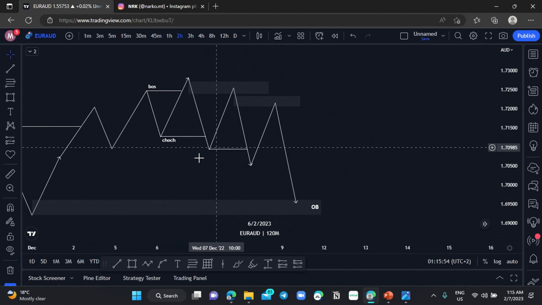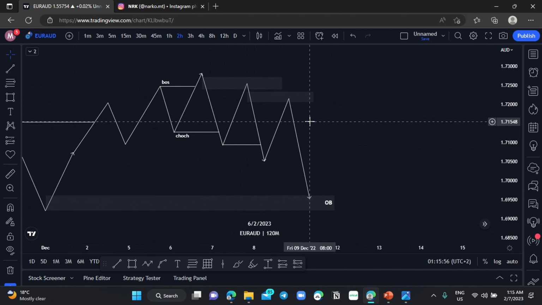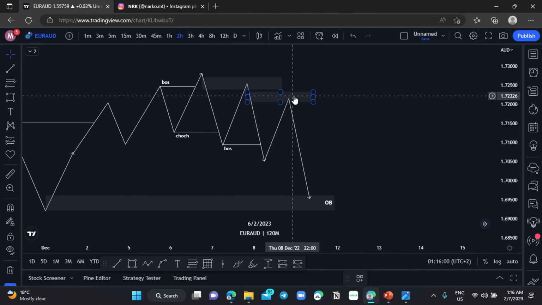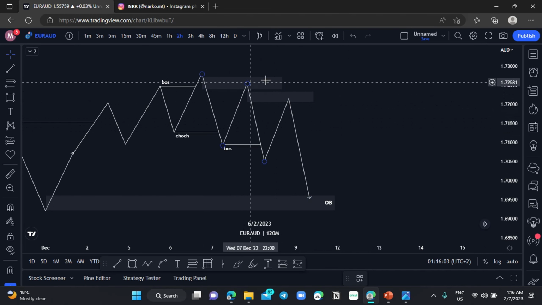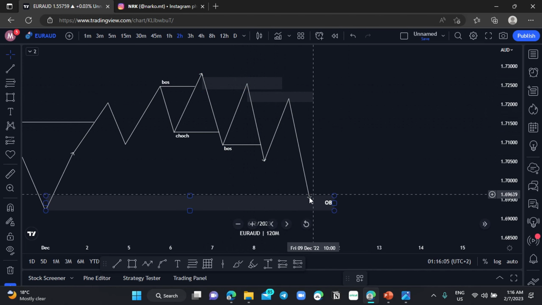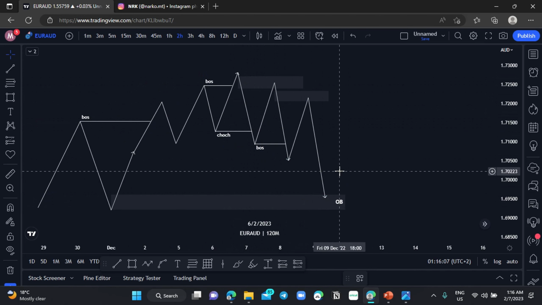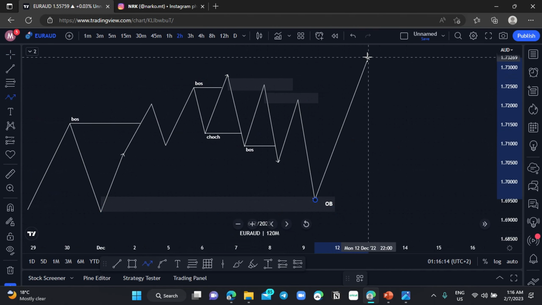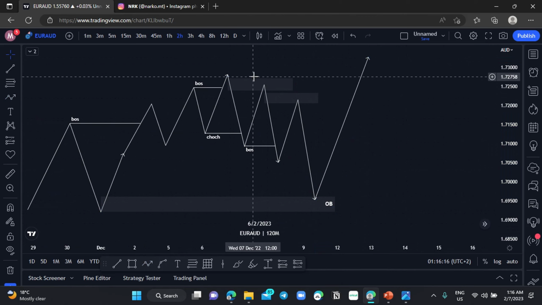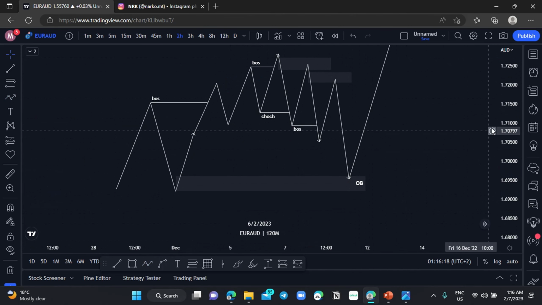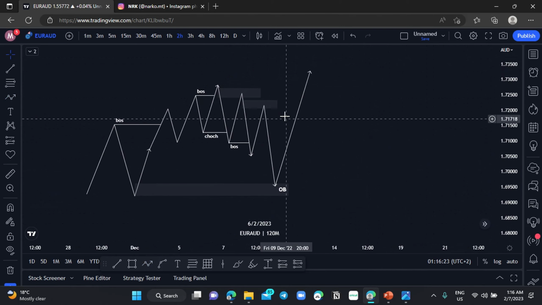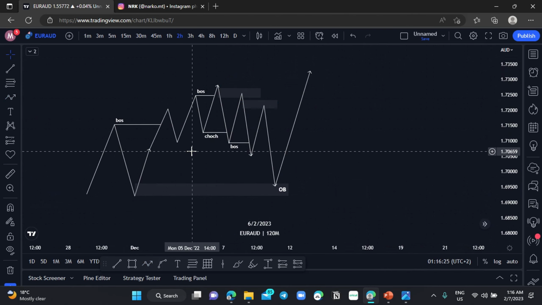And once it has formulated a break of structure here, there's going to be an order block here, whereby you can take your second trade off it, or you can just hold the first trade until your order block here. And when price reaches your order block, obviously you're going to take your trade here, and you're going to take profits at your high here. Okay, so this is the sell to buy model of the bullish trend.